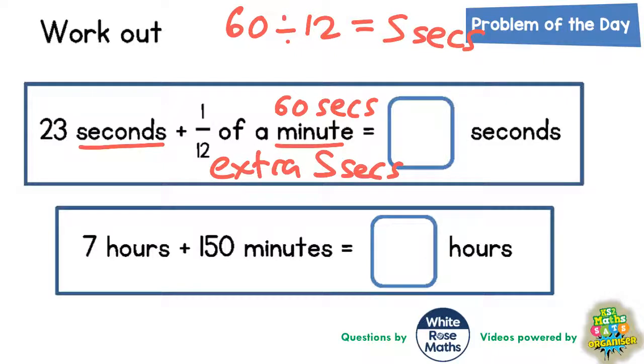So what we're actually doing is doing 23 seconds plus an extra 5 seconds. Well, 23 plus an extra 5 is 28 seconds. So the answer to the first one is 28 seconds.